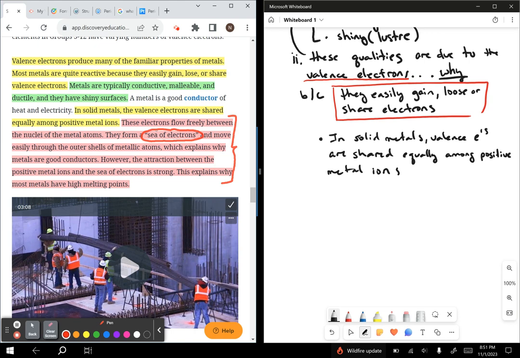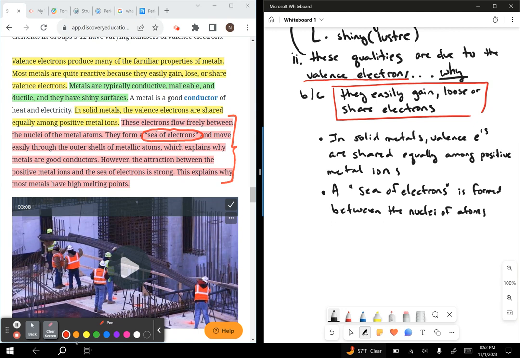However, the attraction between the positive metal ions and the sea of electrons is strong. This explains why most metals have high melting points. Okay, so I think point number 2 here. A sea of electrons is formed between the nuclei of atoms and their valence electrons.